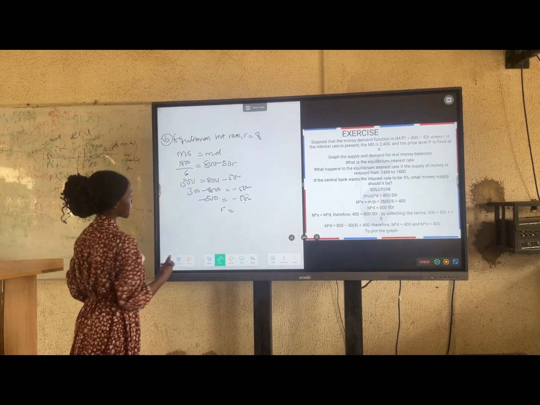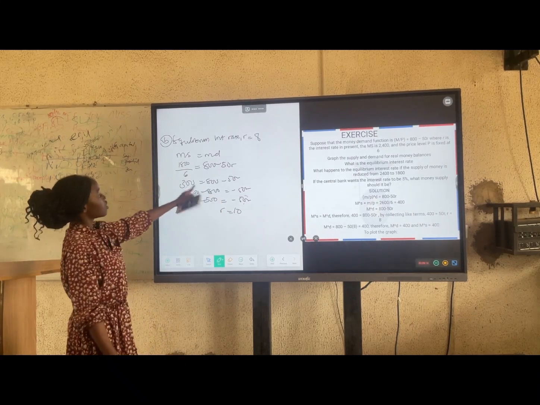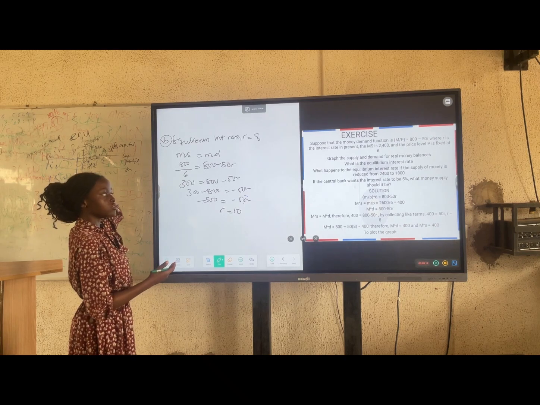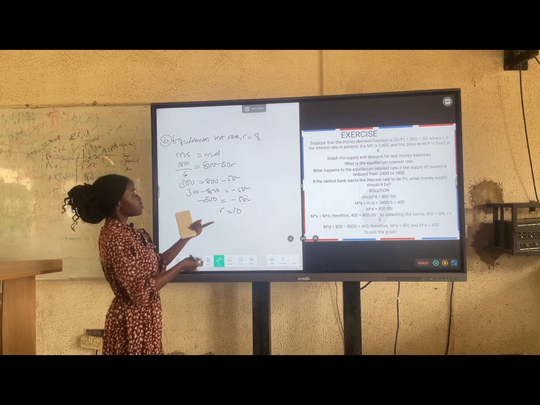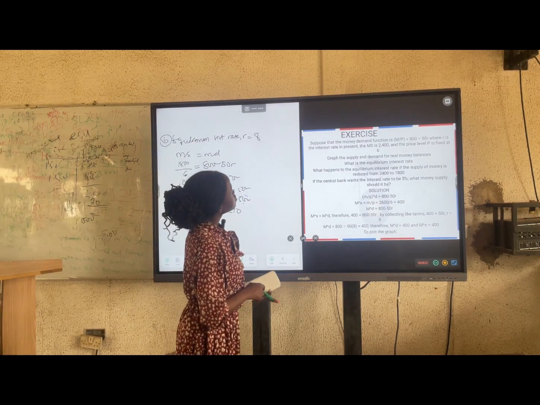So R equals 10. That's the new equilibrium rate. This means for the central bank to reduce the supply of money to one, they have to increase the interest rate. Because our initial interest rate when the money supply was 2 4 was 8%. Now we have 10%.